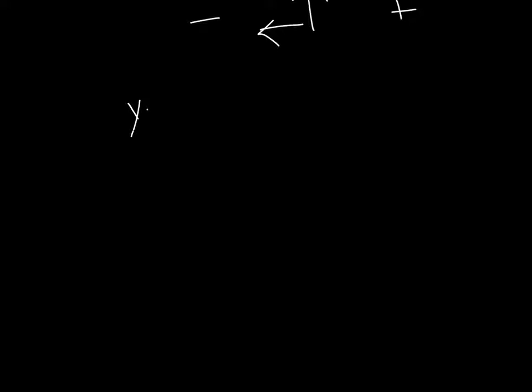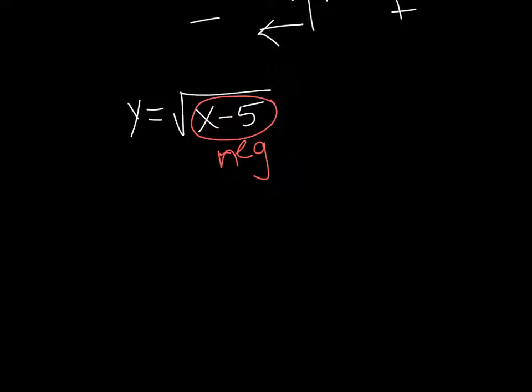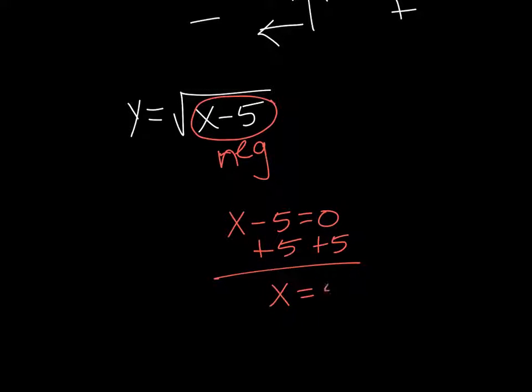So let's say I have y equals the square root of x minus 5. So I'm asking myself, when is the inside of this negative? Okay, well first I'm going to figure out when is it 0. Remember, I'm finding that fence. So I go ahead and solve it. And when x equals 5, the inside of that is going to be equal to 0.